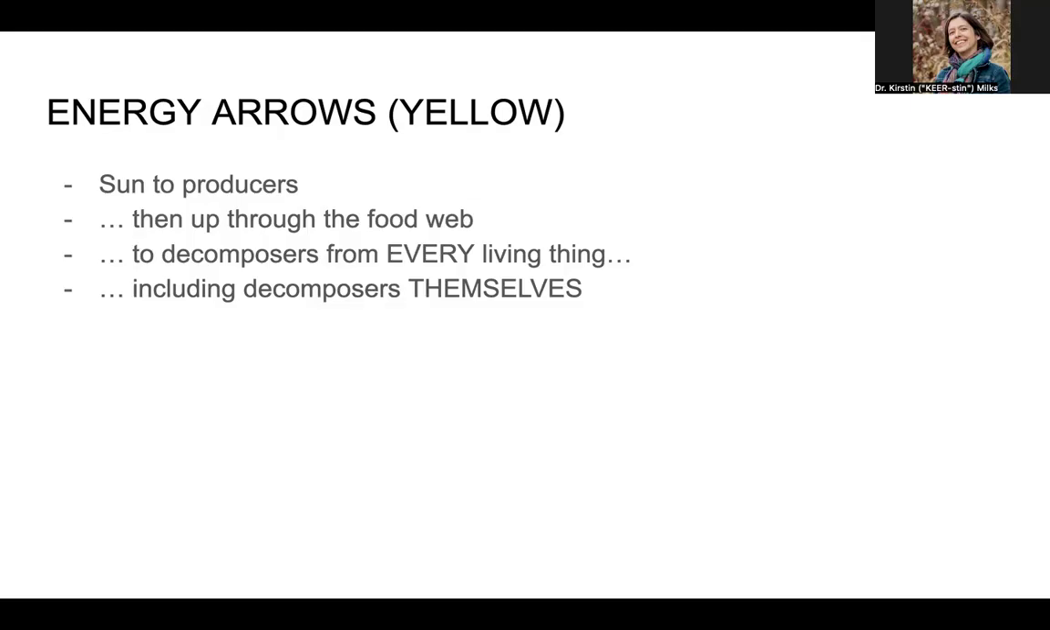That's tricky. But also, I'm thankful. Decomposers are important. Otherwise, we would be swimming in a sea of dead ants. So, feel happy about that.